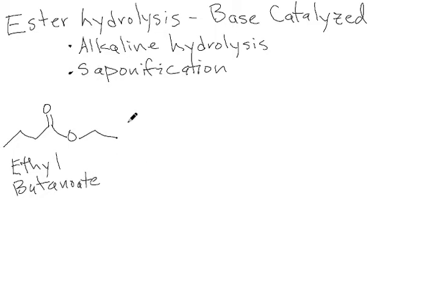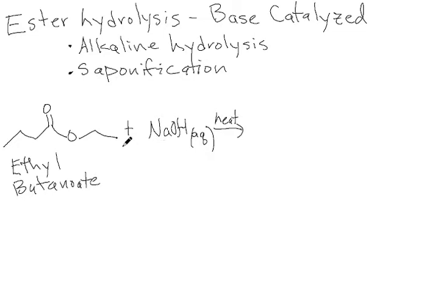In order to achieve this hydrolysis, we need to have water and we need to have a base. The base that we're going to use is sodium hydroxide. And to show that there is water present, we're going to say that it's aqueous sodium hydroxide. So that means it is sodium hydroxide dissolved in water. For this hydrolysis to happen, we need there to be heat.